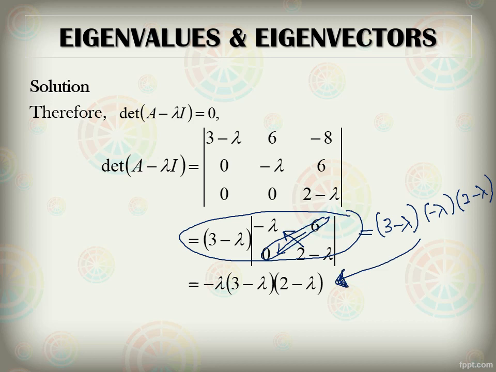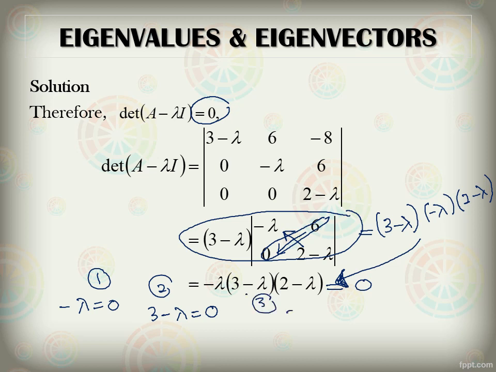Alright, so remember we have said that this determinant equal to 0, right? So this equal to 0. Alright, so we can solve that. Minus lambda equal to 0. This is one solution. The second solution is 3 minus lambda equal to 0. And the third solution is 2 minus lambda is equal to 0. So we have 3 lambdas here. Alright, so solve for the lambda.